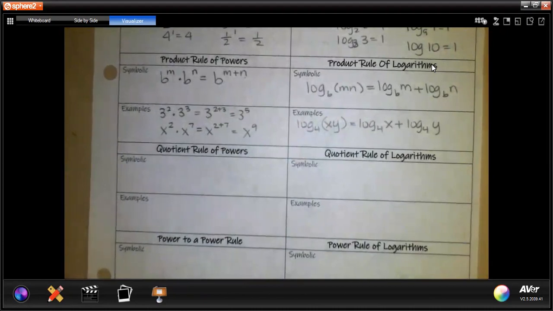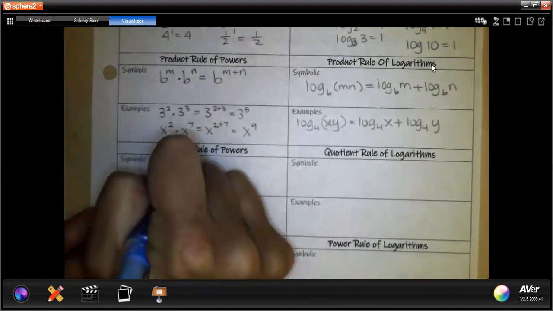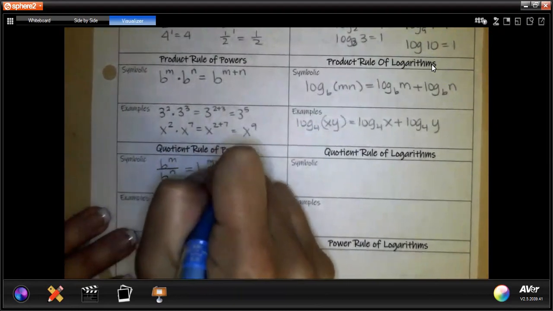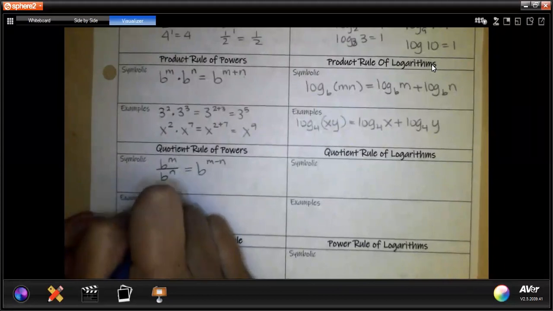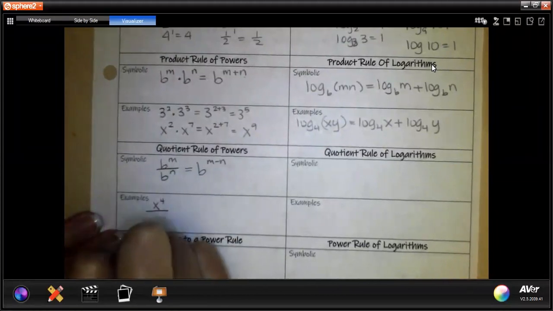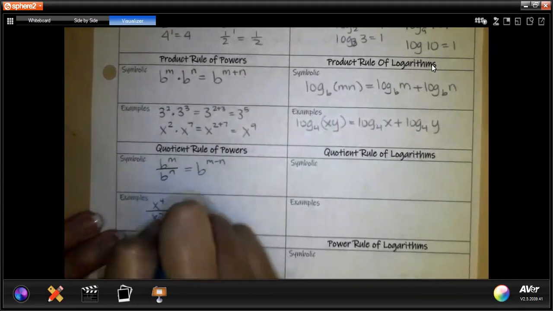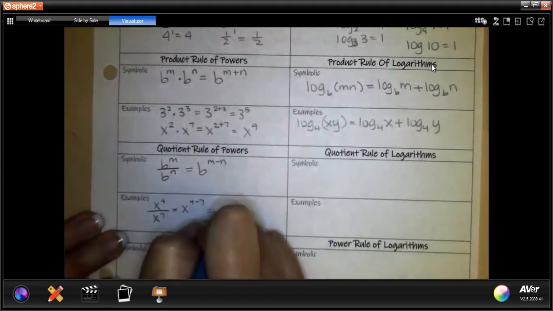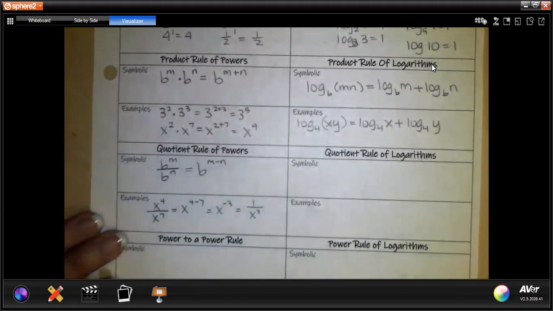The next one's going to be our quotient rule of powers. And that tells us that when we are dividing two things with the same base, we keep the base and we subtract the exponents. So x to the 4th over x to the 7th, we keep the base and we subtract the exponents. That would give us x to the negative 3rd, which we write as 1 over x cubed.